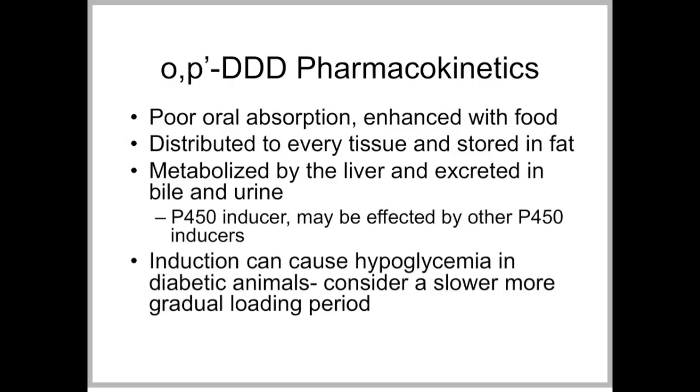It's an inducer of hepatic cytochrome P450, and therefore can affect the metabolism of other drugs. Induction with this drug can actually take glucocorticoids away very quickly, particularly if you're treating a diabetic animal, and you can see hypoglycemia if you don't react to lower the insulin dose quickly enough. As a result, the loading period is sometimes extended, so it makes it easier to keep up with their falling insulin requirements in these animals.